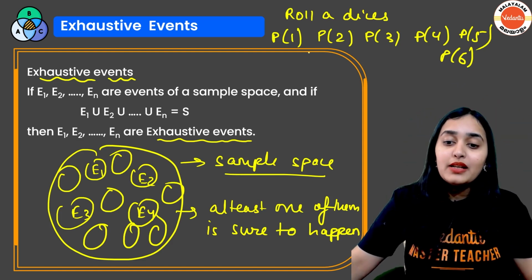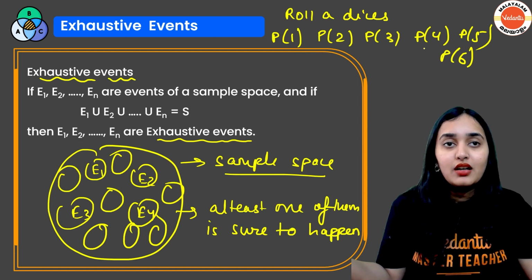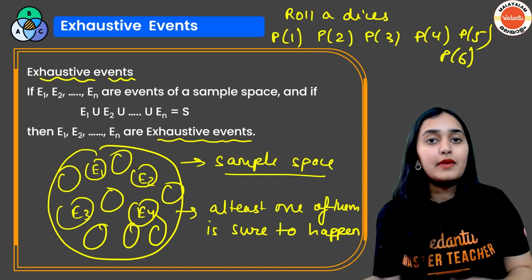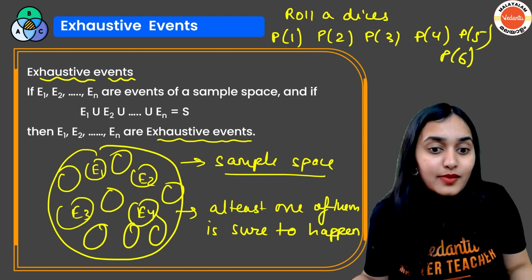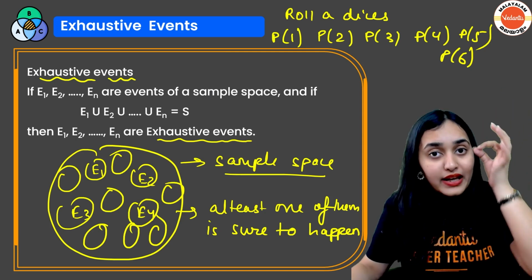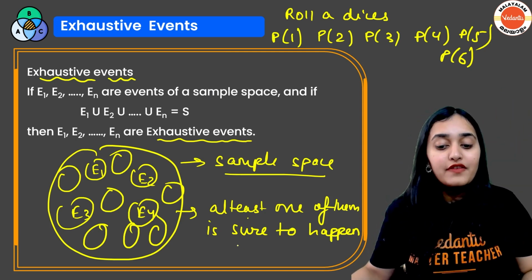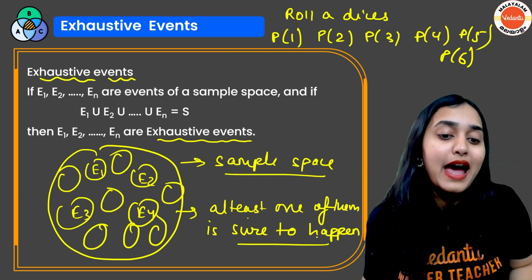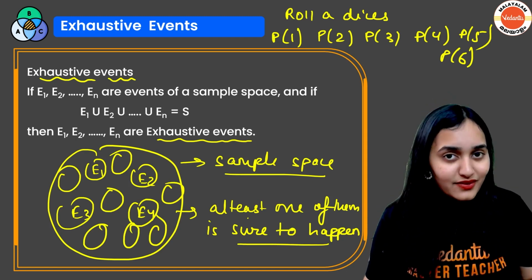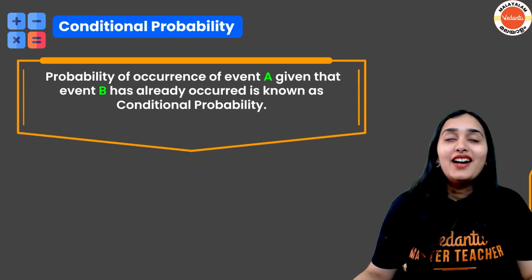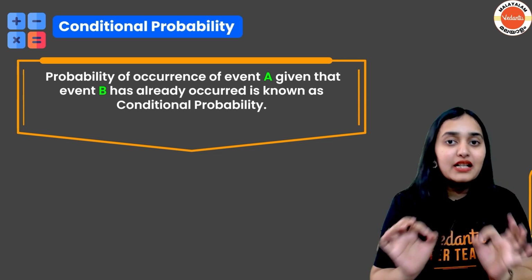It is not possible that nothing is coming. 1 is also not coming, 6 is also not coming, 2 is also not coming, 3. It's not possible. One of them will come. So at least one of them is sure to happen. They are exhaustive events, right? Okay, so these were some typical types of events.